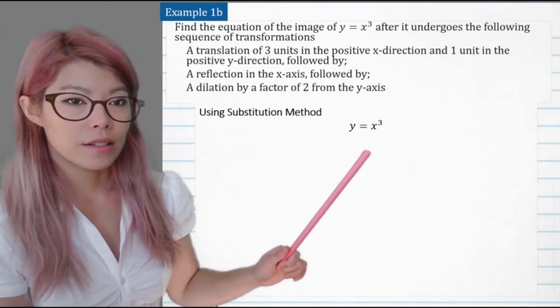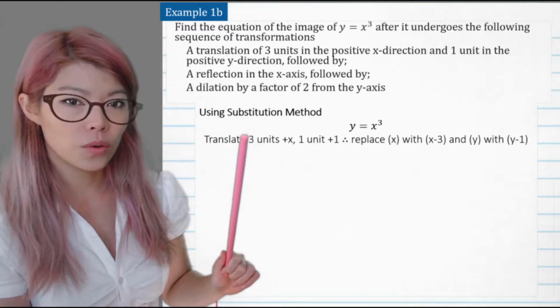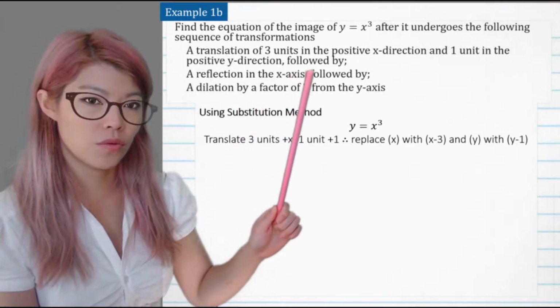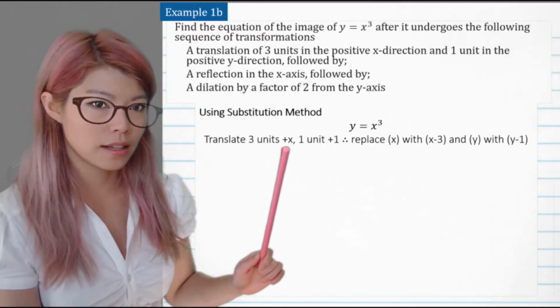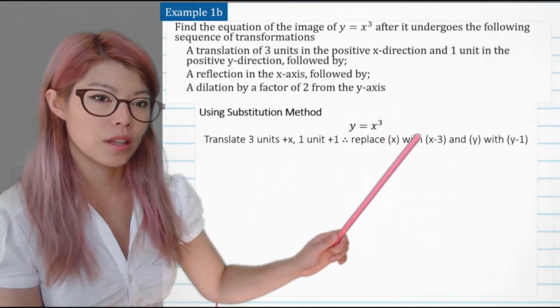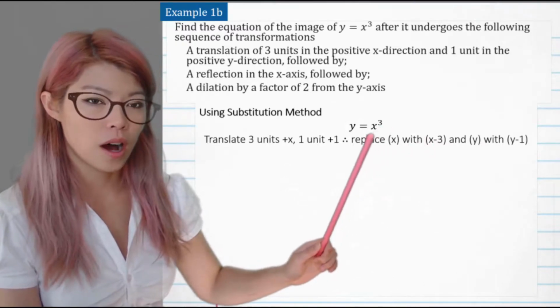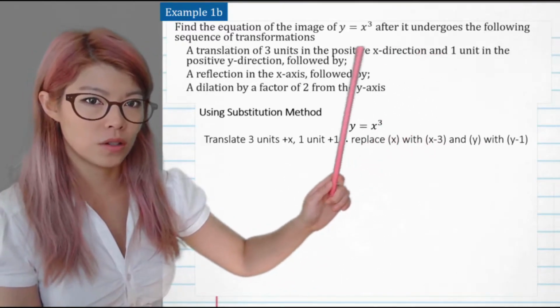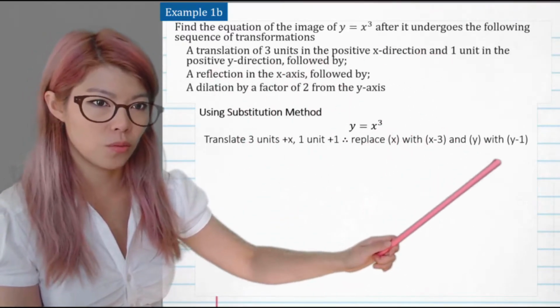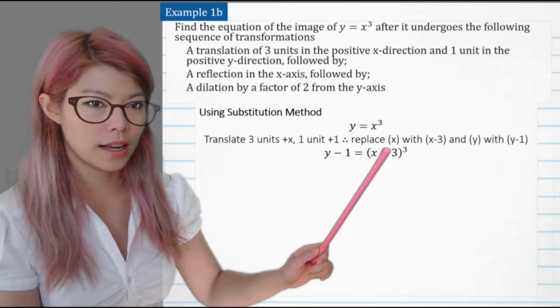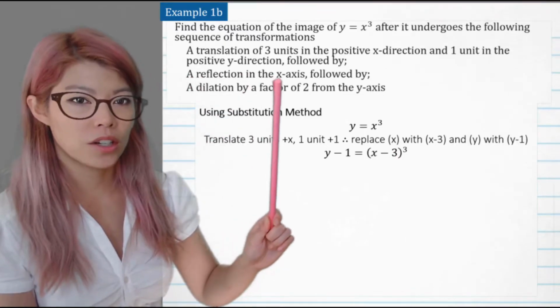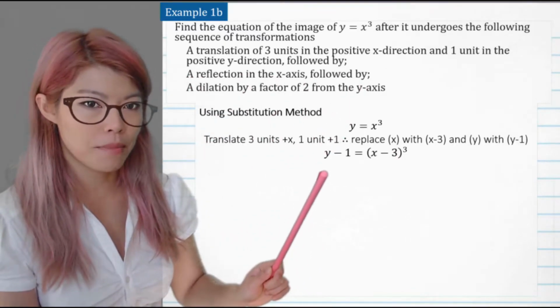So y equals x cubed. When we say translate it 3 units to the right, it means we're adding to x, so we're going to replace x with x minus 3, and y with, moving 1 in the positive direction, y minus 1. So we replace it, and we have y minus 1 and x minus 3. Then it says reflection in the x-axis, which means we put a minus in front of the y.